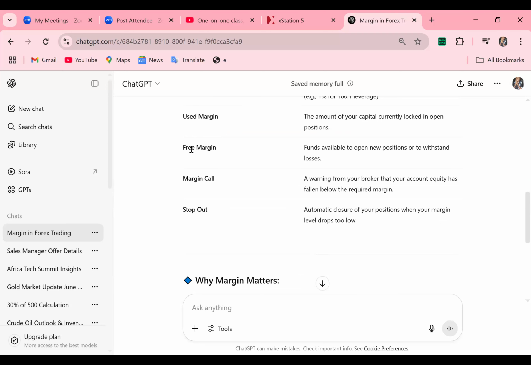Now, let me explain free margin. Free margin is the available fund to open a new position or to withstand losses on the one you're already trading. Look at what it says there: losses. Do you know why it says losses? Let me ask an experienced person. Felix, you've been here for a long time. Do you know why ChatGPT said to withstand losses? That's free margin, not margin.